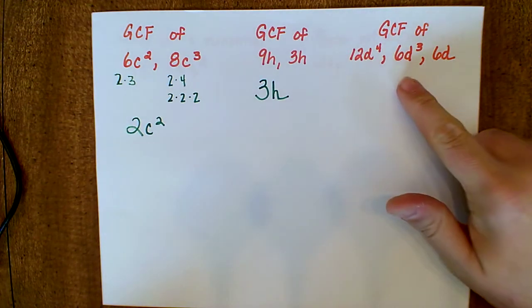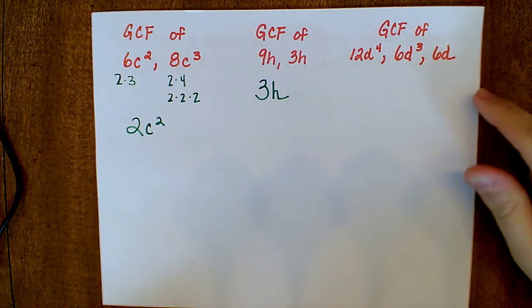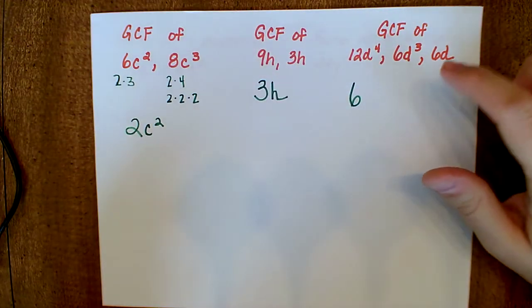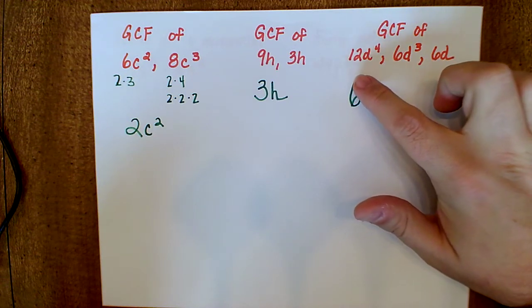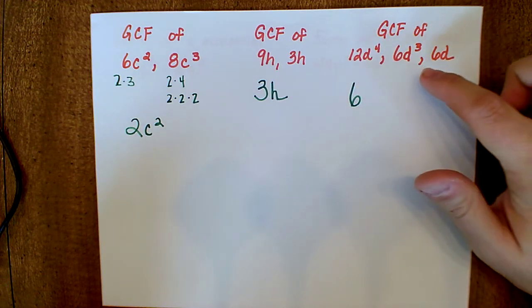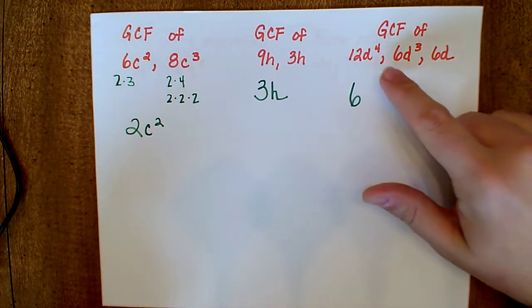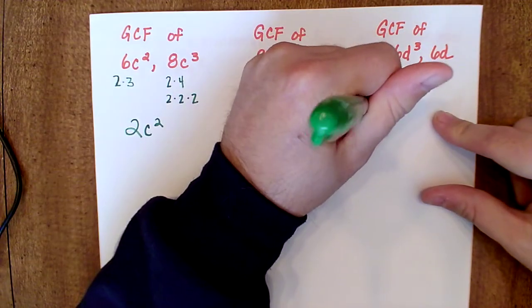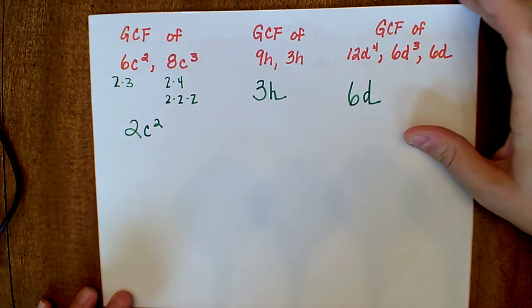For 12, 6, and 6, the biggest number that goes into 12, 6, and 6 is actually 6, because 6 goes into 6 and 6 goes into 12. We couldn't use 12 because 12 doesn't go into 6, right? We're looking for the biggest factor that can go into both of them. We have a d to the fourth, a d cubed, and a d. I want to go ahead and take the lowest power, so that's d.